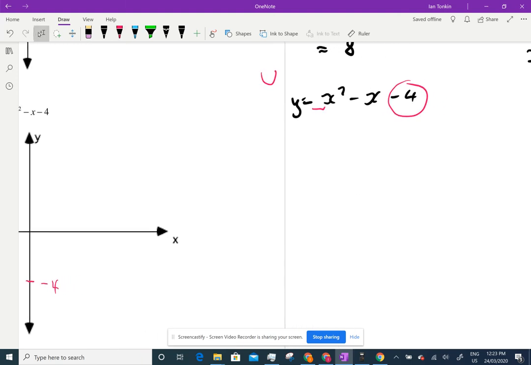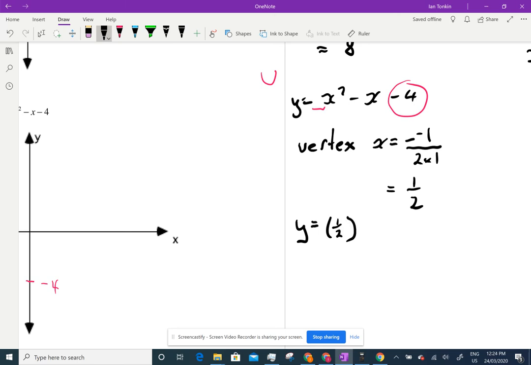All right, next step, find the vertex. Well, the vertex is when x equals minus b, so minus minus 1, on 2a, so 2 times 1. Oh, so that's a half. Vertex of a half. When x equals a half, y equals a half squared minus a half minus 4. Oh, negative 4.5. You would do that on your calculator.